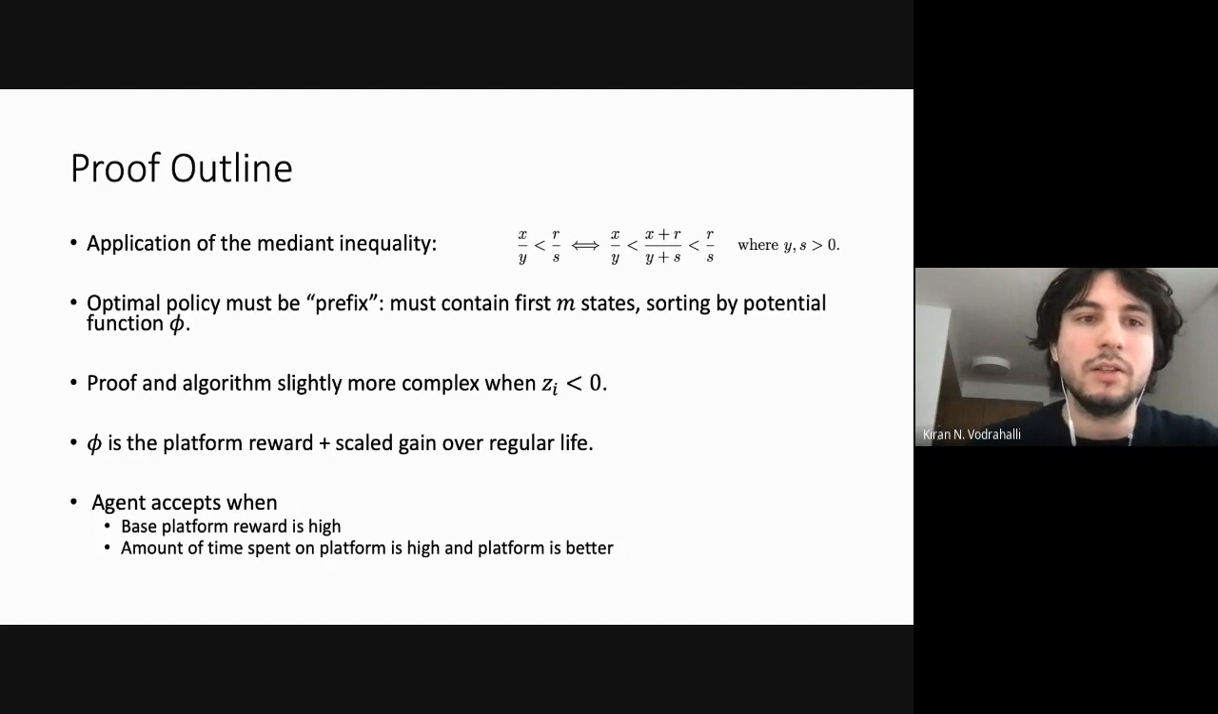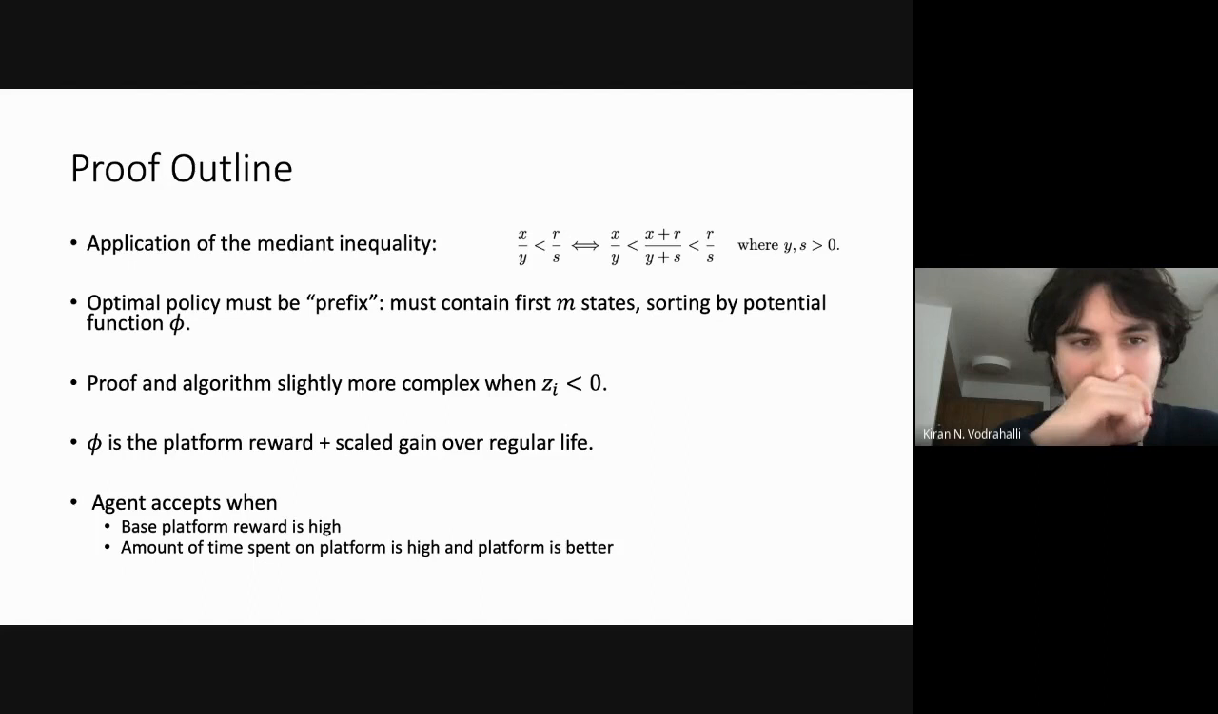In particular, the condition that's useful to look at is that the optimal policy must be prefix. So it must contain the first m states sorting by some potential function phi. And you can prove this by using greedy swap arguments. The proof and algorithm are slightly more complex when the ZI, the differential term there, is negative, but it's not too different.